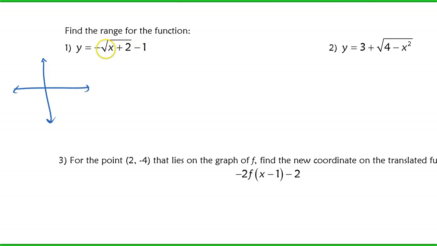So this graph is going to be reflected over the x-axis, so it's going to look like that, and it's going to be shifted left 2 and down 1. So left 2, down 1, and opens like this.